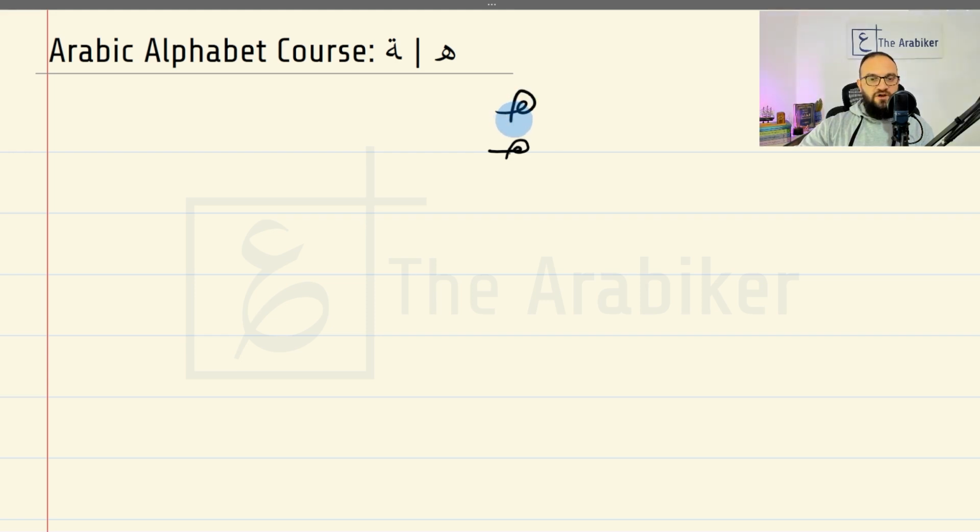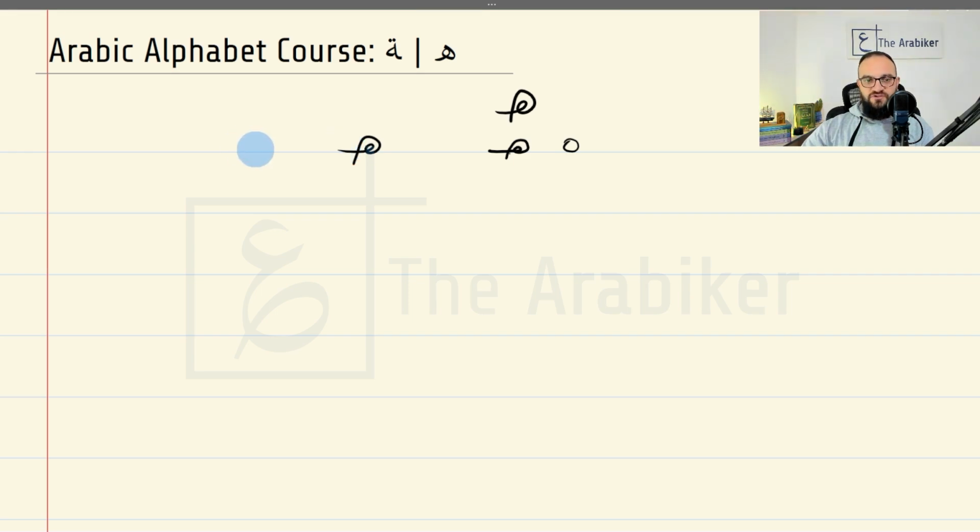However, you must be aware that the ha will look like a circle in some cases, in a standalone position, and in some fonts. And in typing, in handwriting, it will look like this. Just a circle. We will see that, inshallah. Now, in the start position, it will look similar to this. Again, I started from below the ruled line, going up, one round shape, another round shape inside of it, then we connect to the next letter.